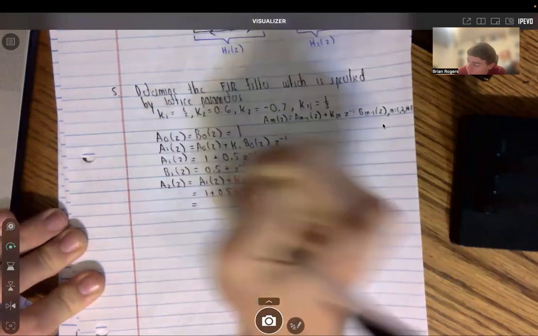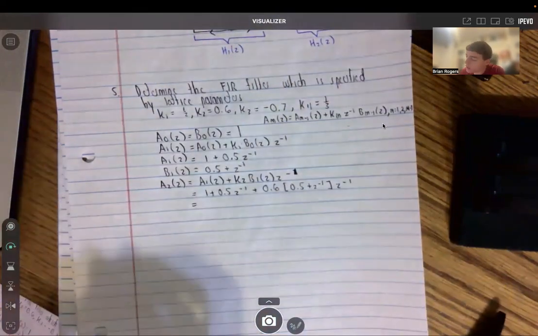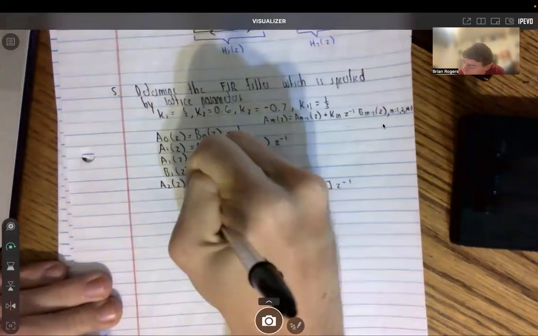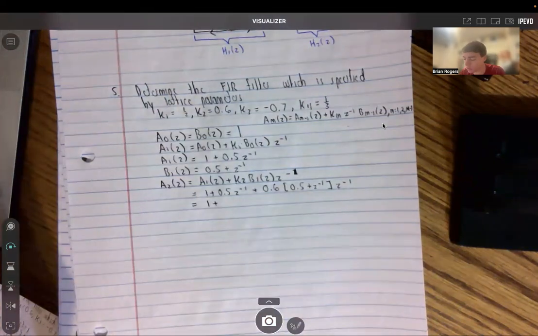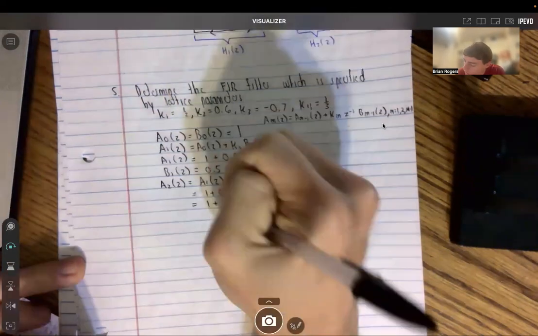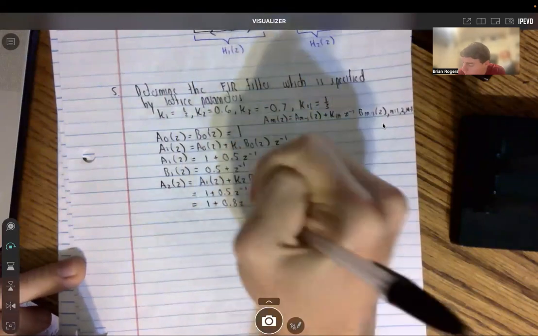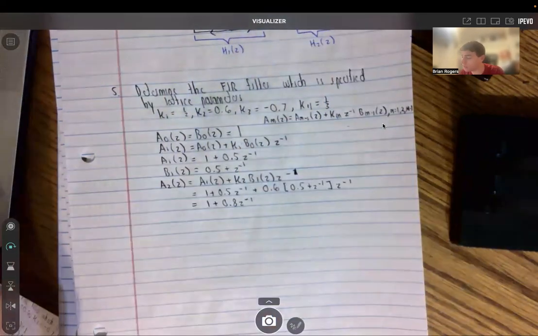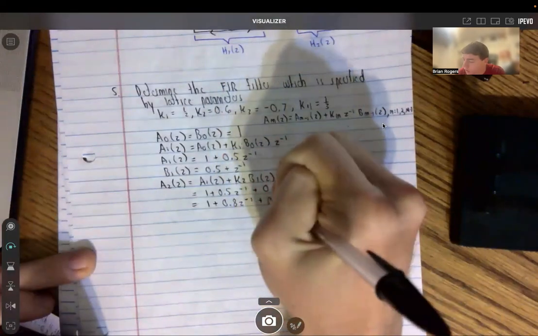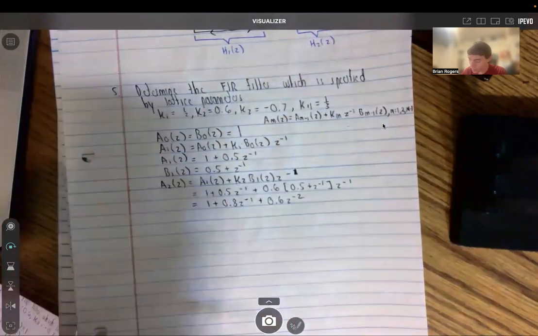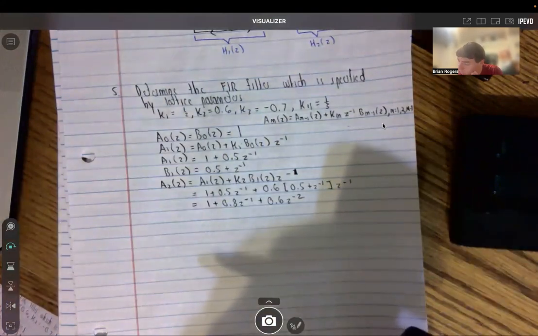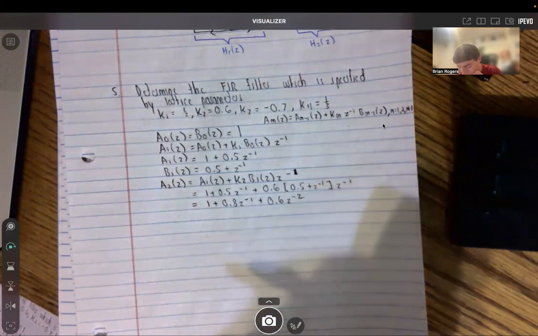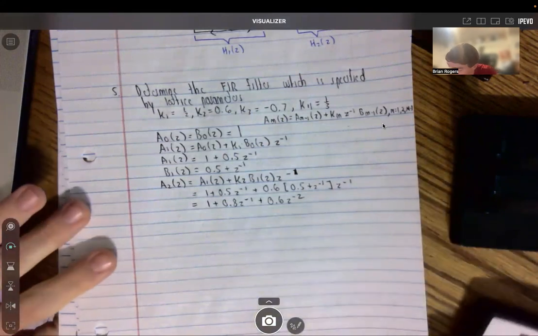Okay, so when you solve for this, you're going to get 1 plus, and you're going to have a z to negative 1 term. This would be 0.5 times 0.6, you're going to get plus 0.3, so it'd be 0.8 z to negative 1. Then your last one is going to be plus 0.6 z to negative 2. Because 0.6 times 0.5 would be 0.3, which would be 0.8. So 1 plus 0.8 z to negative 1 plus 0.6 z to negative 2.